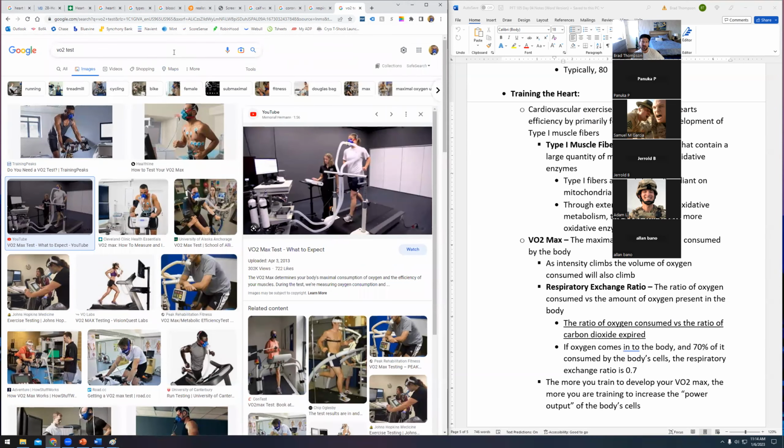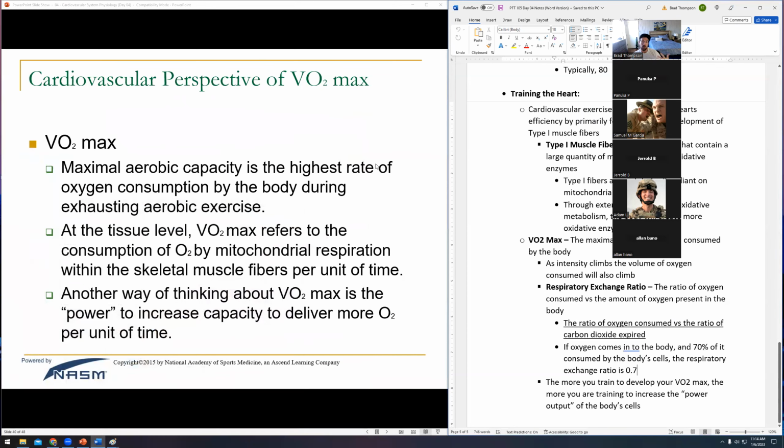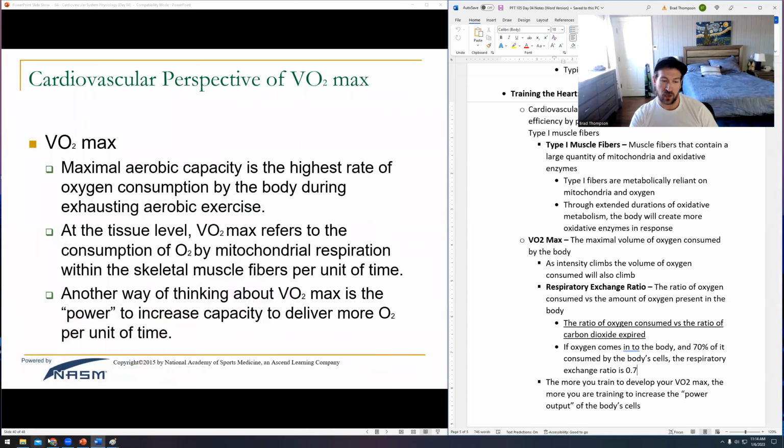But we also have the Rockport walk test. We can do a test by simply making a client walk and it can measure their VO2 max. Or if you've ever done the pacer test, the beep test where you run back and forth, that can actually put you into a VO2 category. So the more you can consume, the better shape you're in. That's what we want to go for, right?